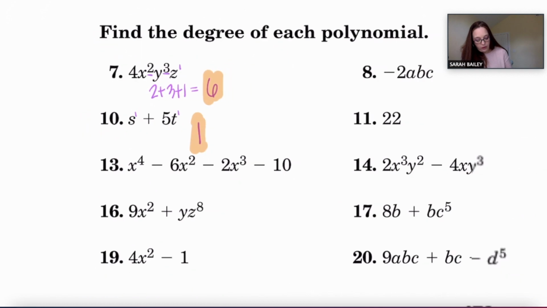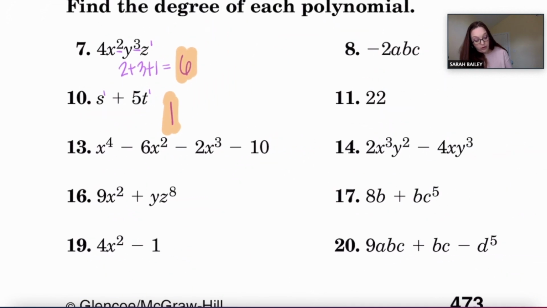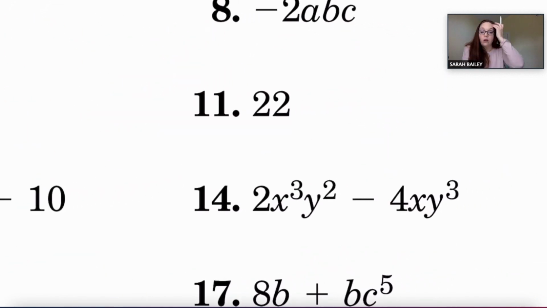All right, let's look at number 11. So 22. Well, this one is a monomial. However, there is no variable, right? There's no variable at all. So we say the degree of this is a 0. Okay, there's no variable for that one.